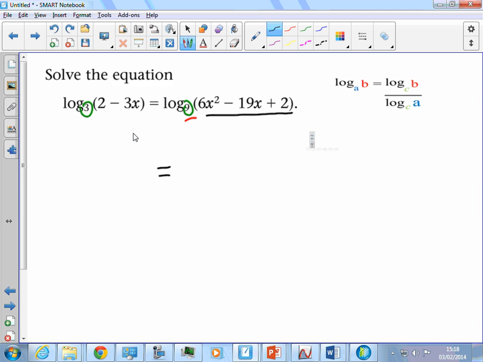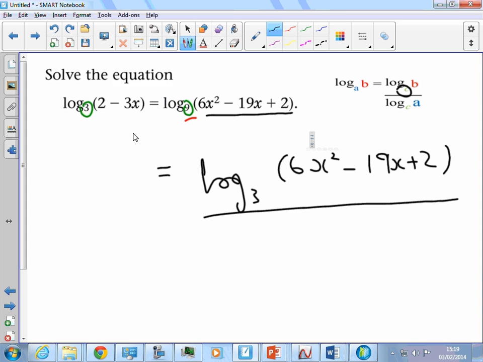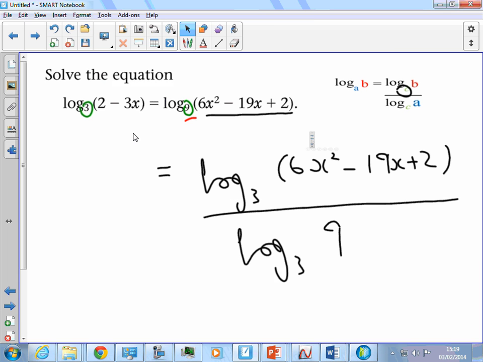Okay, so the base I'm changing to is going to be 3. So log with base 3 of the top part, 6x squared minus 19x plus 2, all over log with base 3 of the bottom part, 9. Just using the change of basis formula.